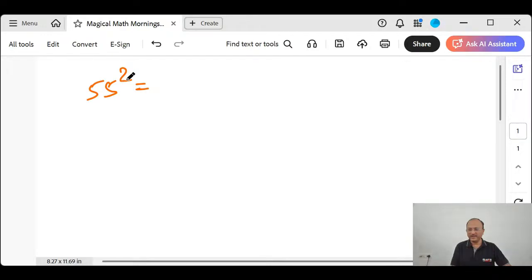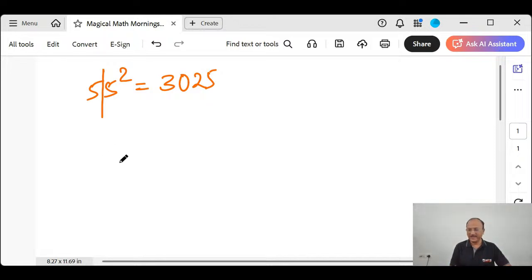55 square. Type the answer quickly. Yes, very simple, correct? 5 you multiply with the number coming after that. What comes after 5? 6. 5 6s are 30, followed by 5 square, which is 25. That's it. 3025. Isn't it very simple?